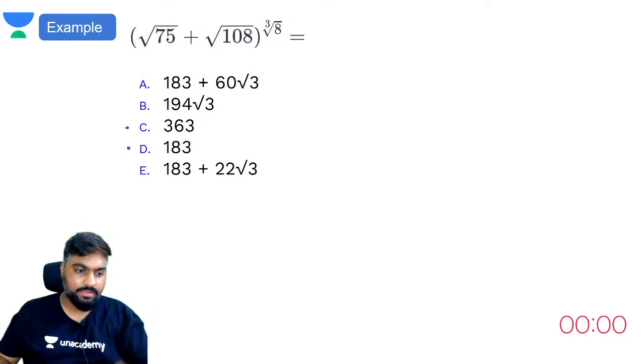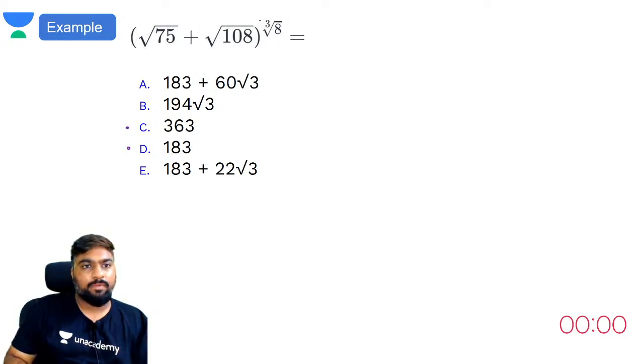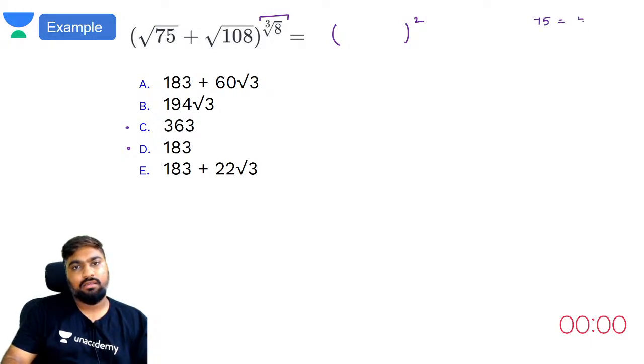Alright, so look at this. Look at the exponent part. They've given cube root of 8. We know cube root of 8 is 2, right? So this expression is basically a square. Now look at this. Root 75 can be written as 5 root 3. Do you agree? Root 75 can be written as 5 root 3.